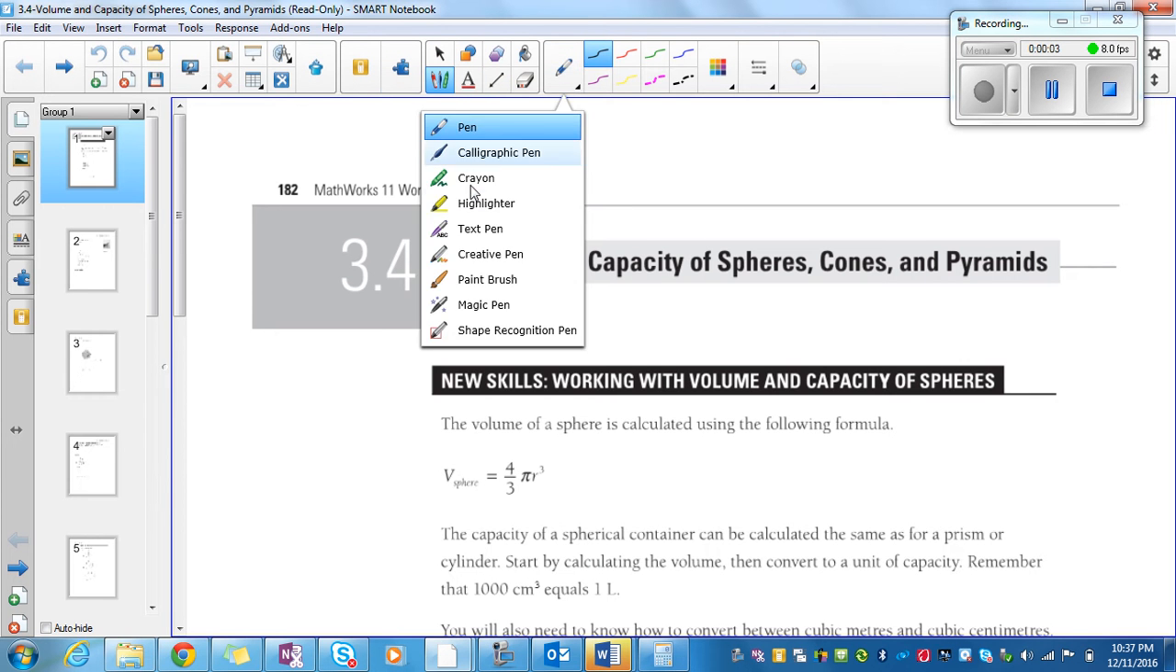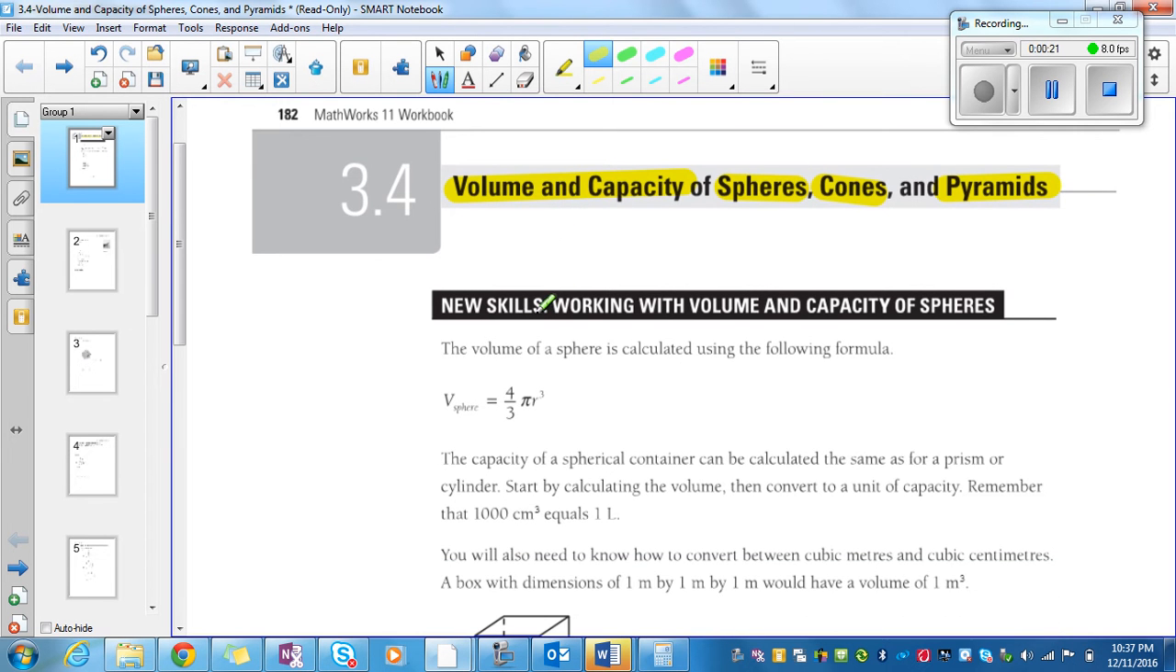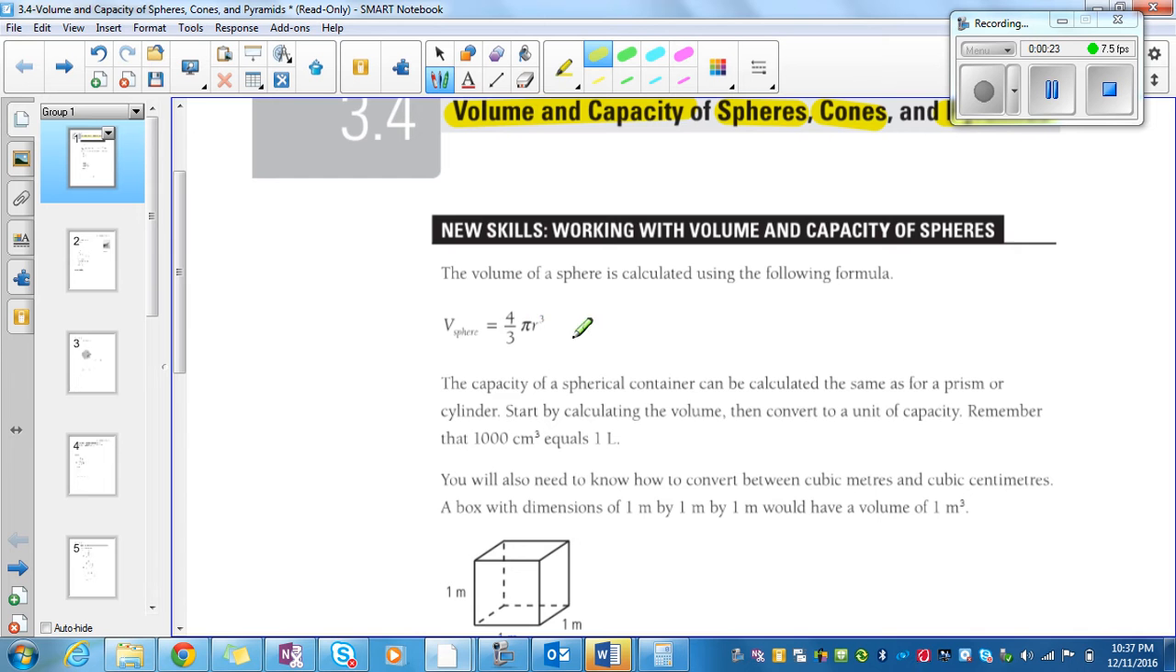So we're just going to take a look into 3.4, which is volume and capacity, but of different shapes: spheres, cones, and pyramids. These are ones that don't go straight up and have the same base on the top that they have on the bottom. But some of them have their own formulas that you can remember. We've got the volume of a sphere, which is 4/3 pi r cubed.